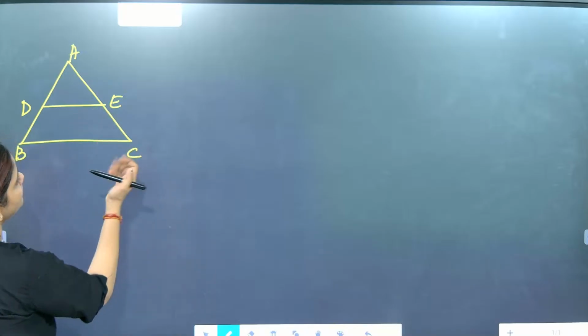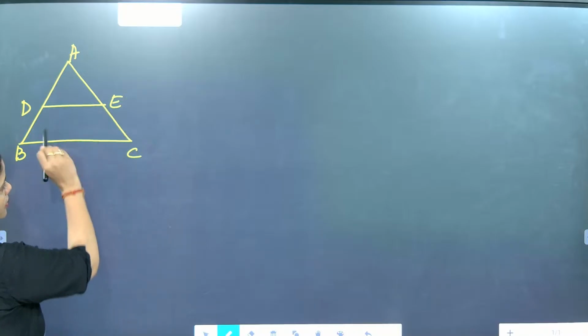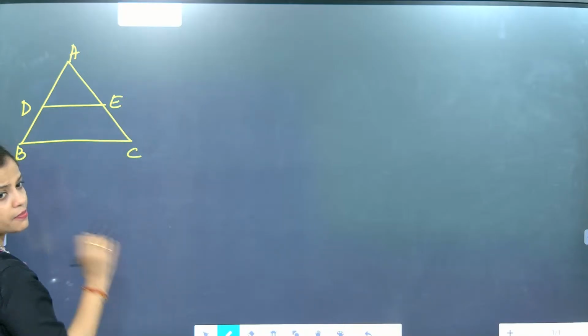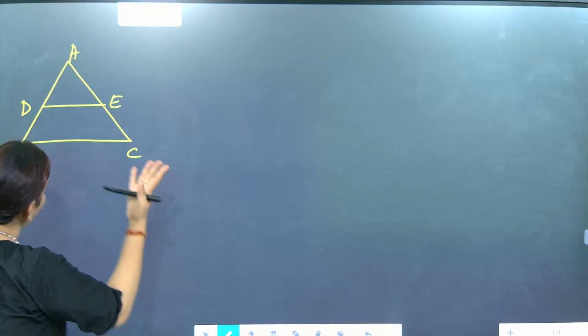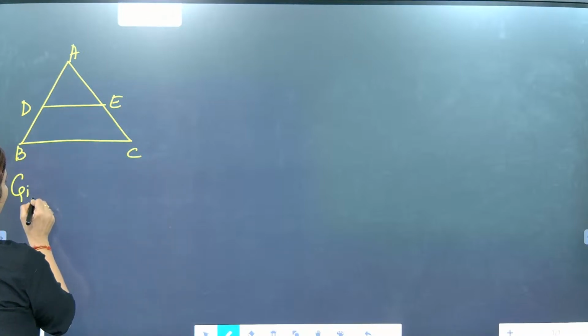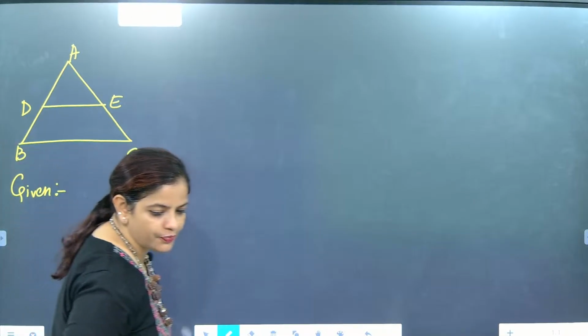Now, beta, what is given? DE is parallel to BC. Then it will divide the sides in the same ratio. How it is going to be? So, given part first we will write, because space I am going to utilize very purely.